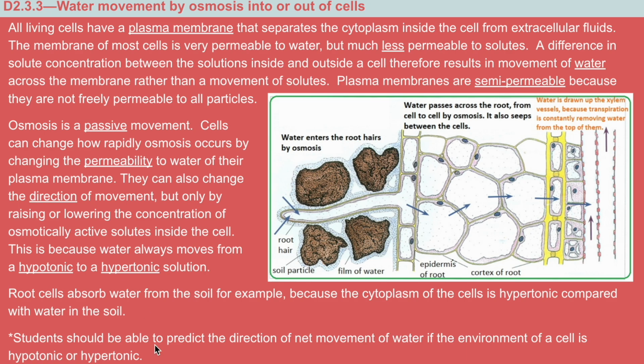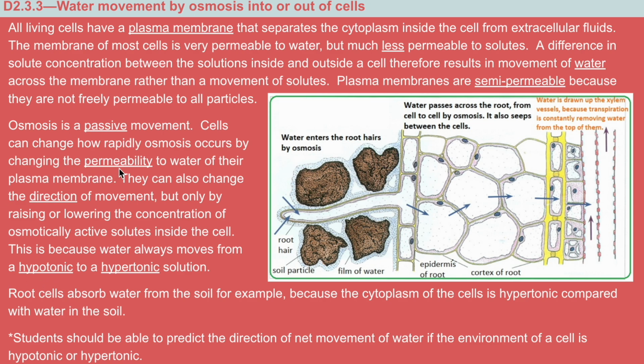All right, all living cells have a plasma membrane. Remember, even plant cells, even though they have cell walls, have a plasma membrane that controls what comes in and out of the cell, just inside of that cell wall. The membrane of most cells is very permeable to water, but much less permeable to solutes. So we're going to see net movements of water across the membrane through osmosis, which is a passive process. We call plasma membranes semi-permeable because they're not freely permeable to all particles. So osmosis is passive.